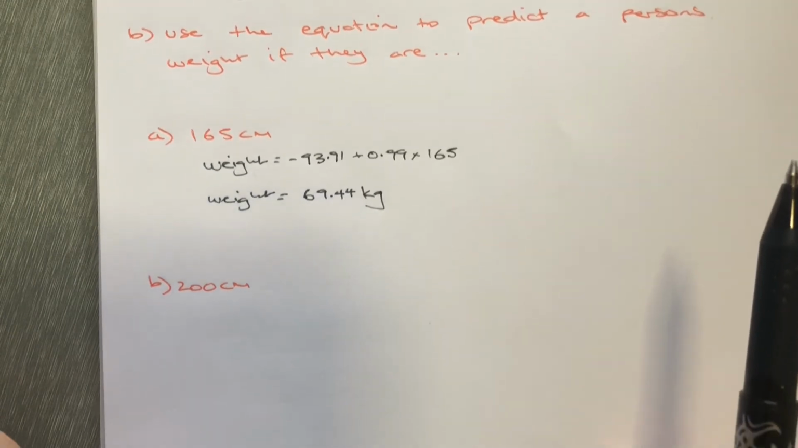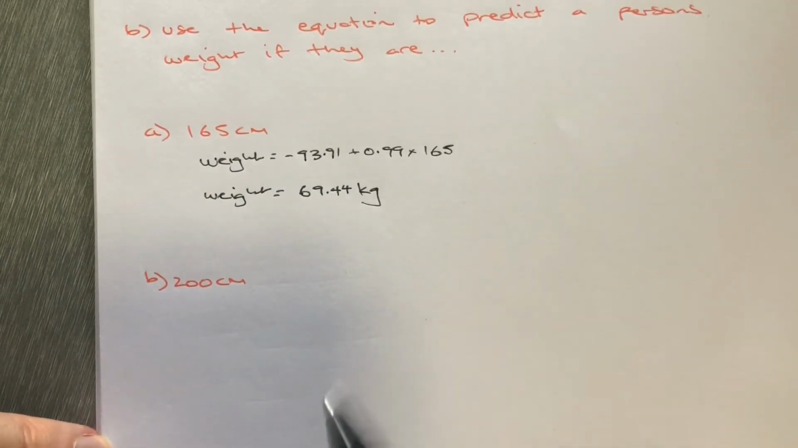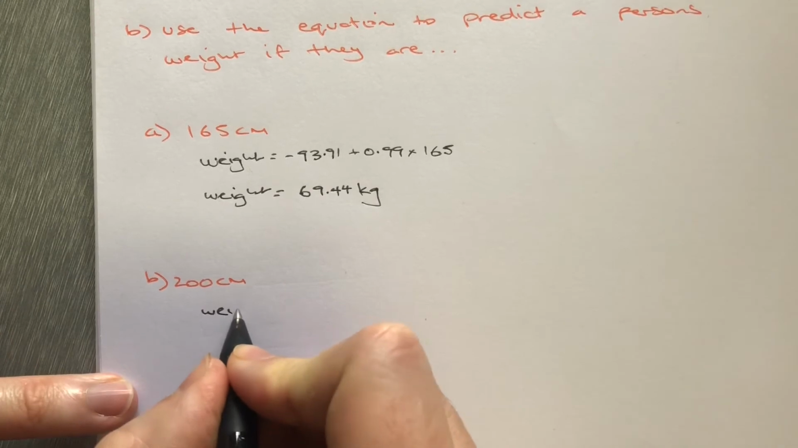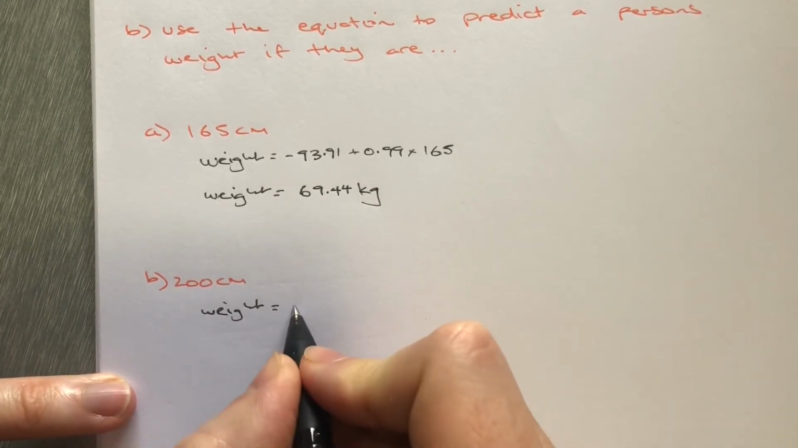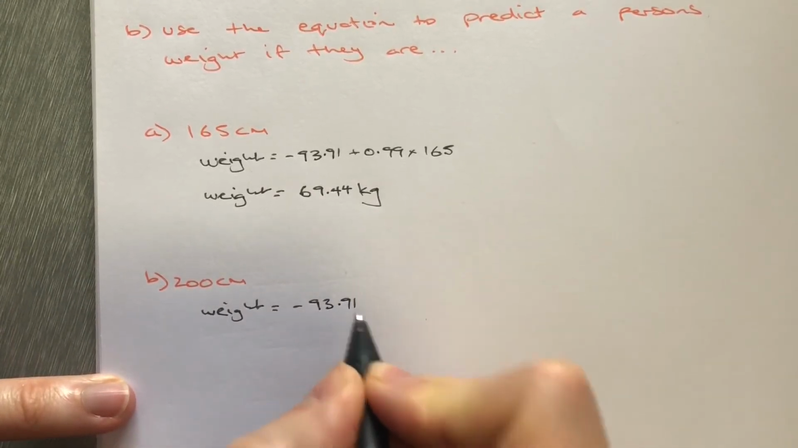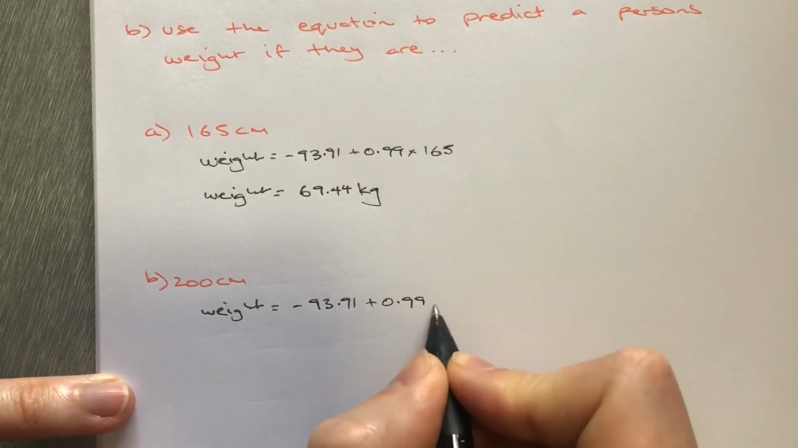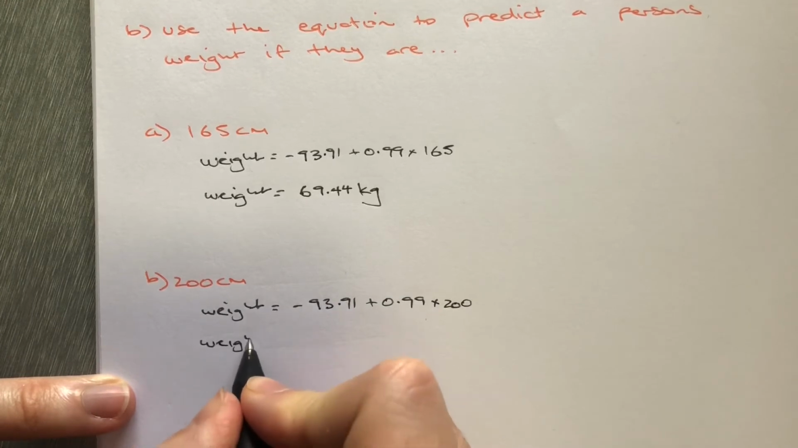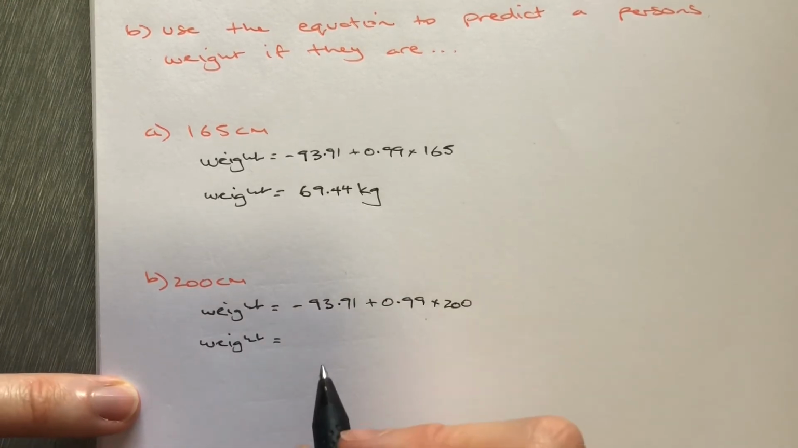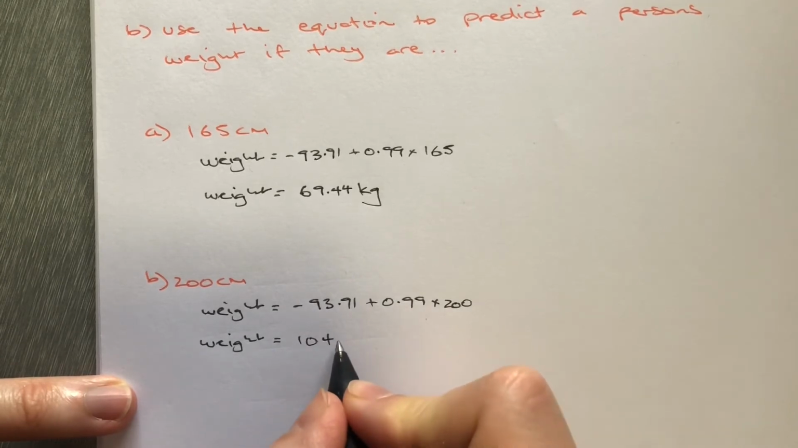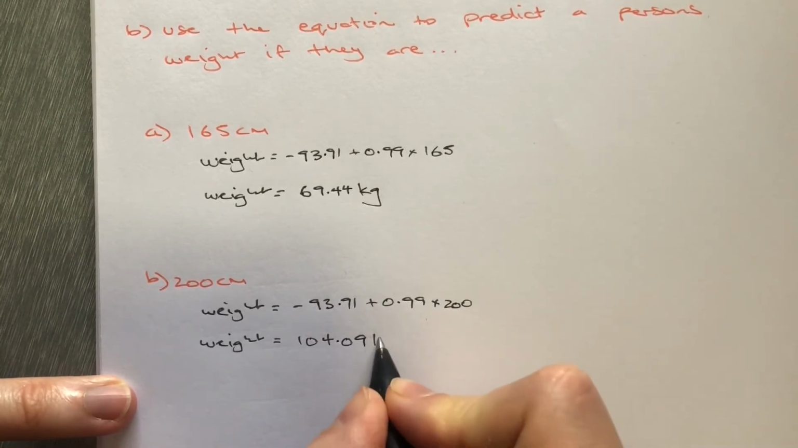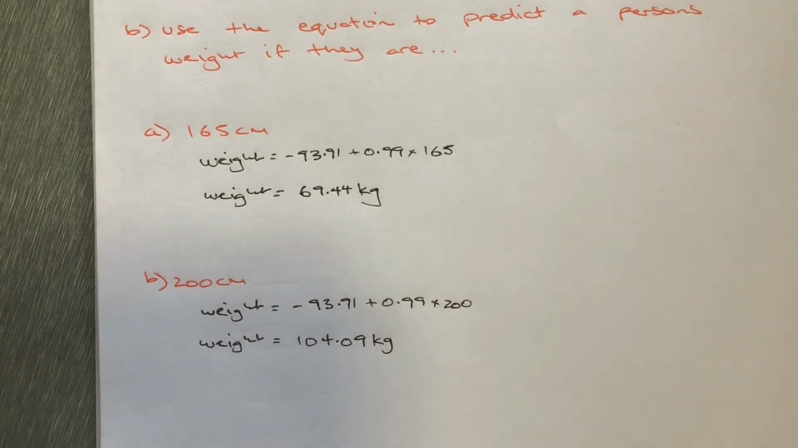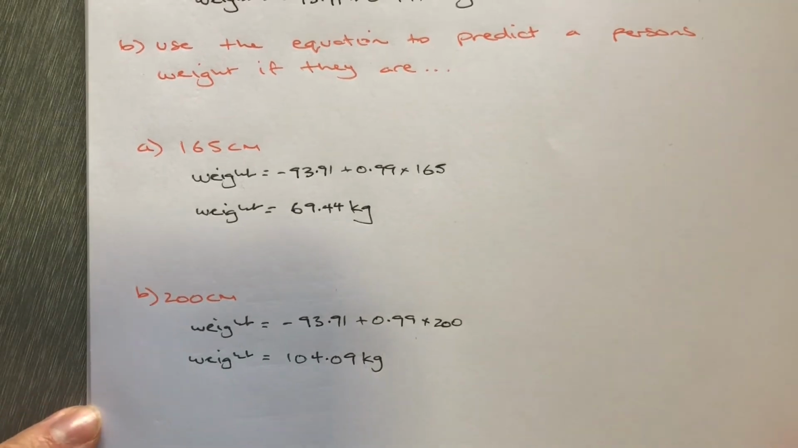So let's do the same thing with the next height, which is 200 centimeters. So again, weight equals, and we're using that same equation, but this time it's 200 centimeters. And once you put that into your calculator, you're going to see that the predicted weight is 104.09 kilos. Awesome. So we've made a couple of predictions, but I haven't really spoken much about whether they're interpolation or extrapolation. So let's quickly think about that now.